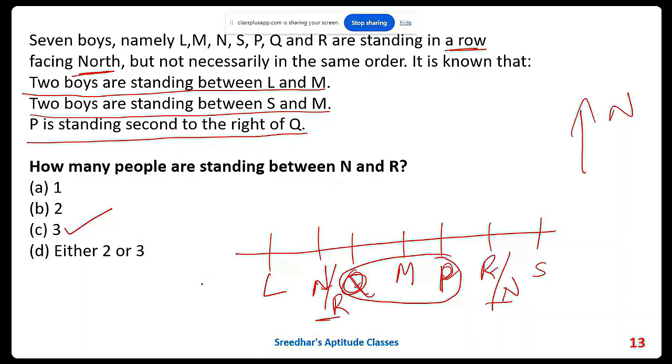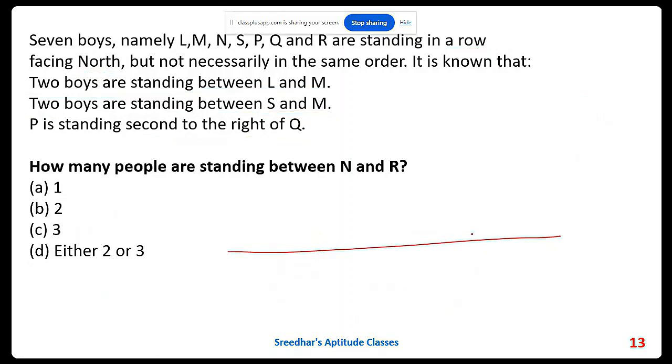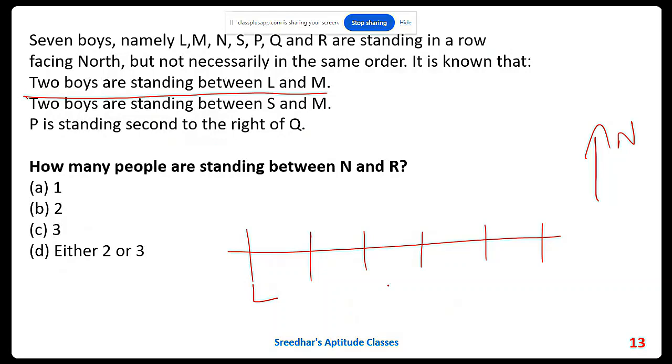Sai Vinay asking me to repeat. Okay, Sai Vinay, here is the explanation once again, quickly. 1, 2, 3, 4, 5, 6, 7 people facing north sitting in a row. Here he says 2 boys are standing between L and M. If 2 boys have to be between L and M, I'm taking L here, M here. By the way, these are only 6 people, so I have to take one more, right? 1, 2, 3, 4, 5, 6, 7. So 2 boys are between L and M, and again 2 boys are between S and M. So here is S.